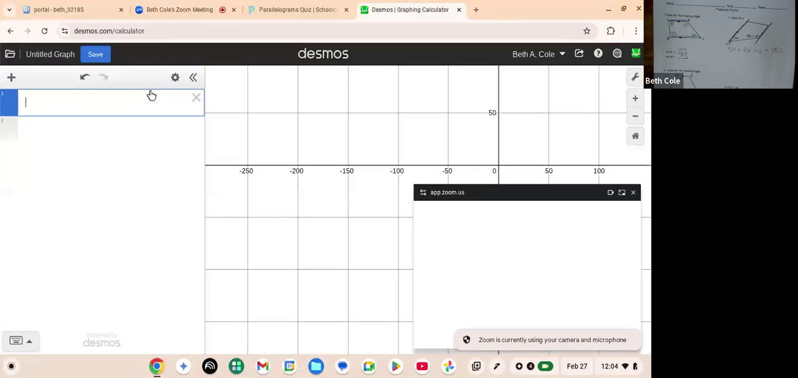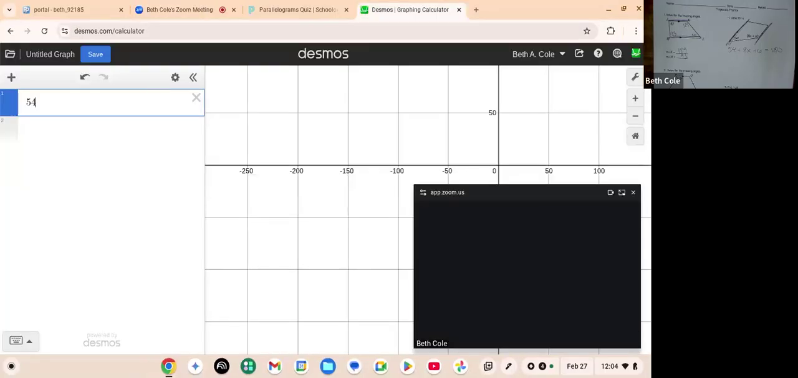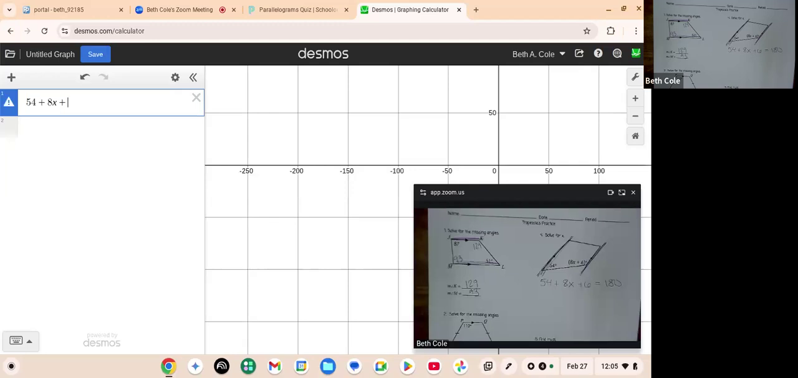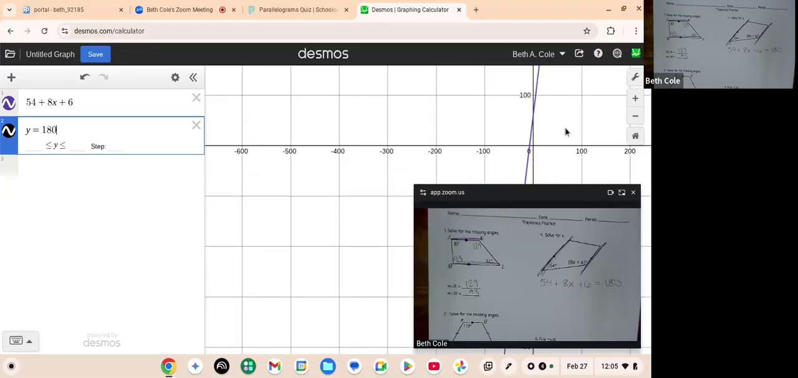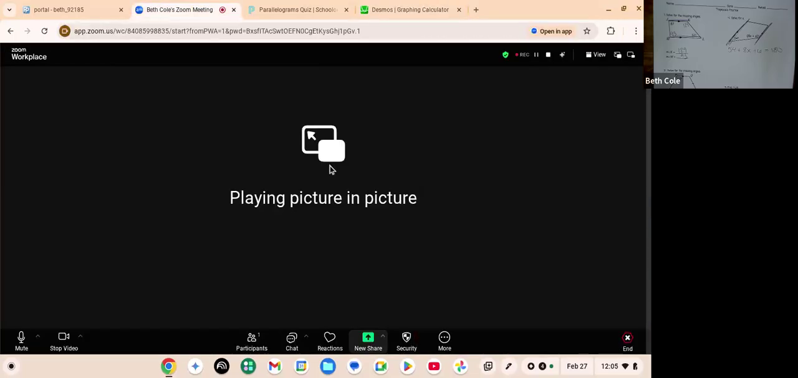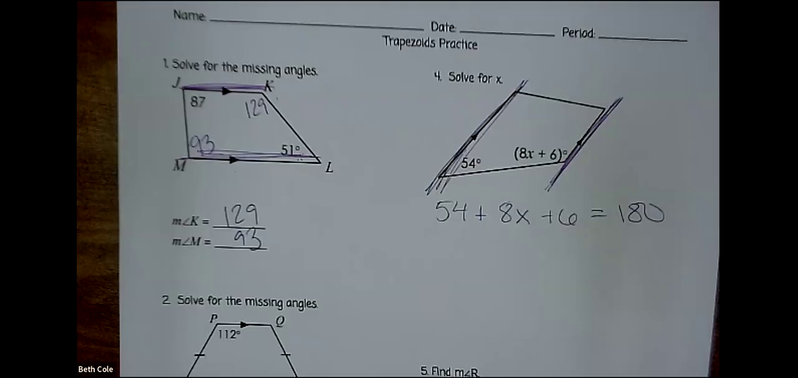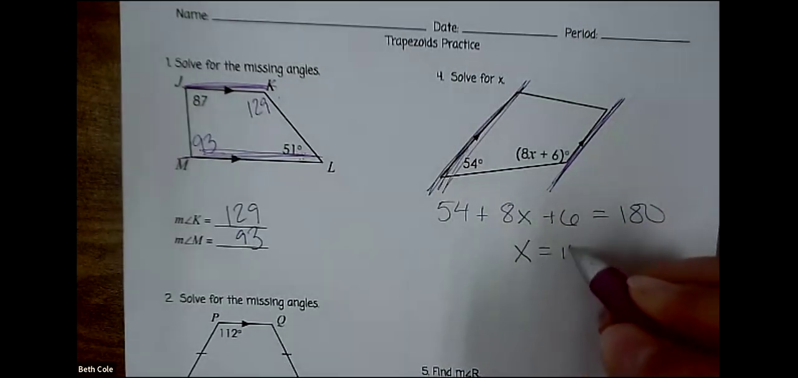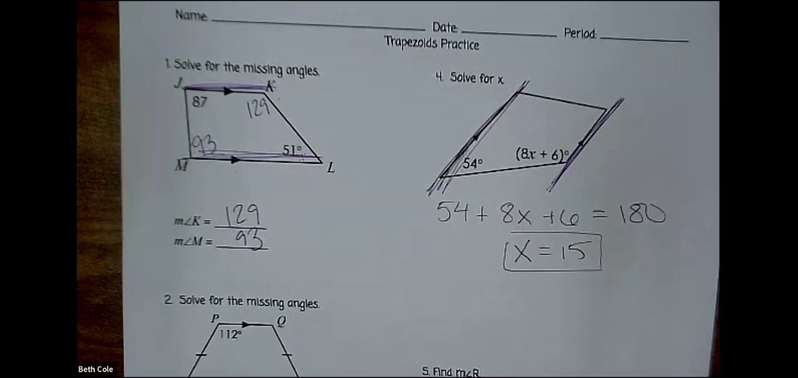Okay. So let me go in here. I'm going to type 54 plus 8x plus 6. And then what would I put in the next box down? Y equals 180. I'm going to zoom out until I get up to 180. Click on my intersection. X is 15. Did it ask for X or did it ask for something else? Like, am I finished with that? X. We're done. Cool. Sometimes you have to take 15 and then plug it back in and find something else.